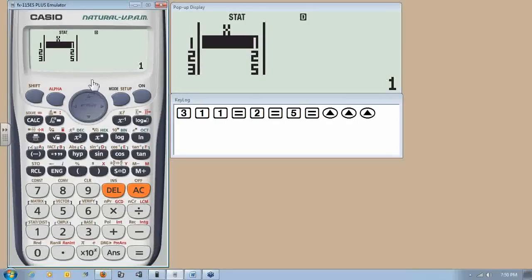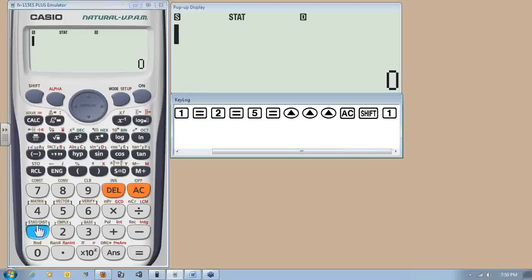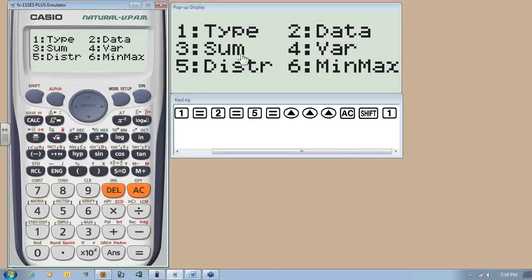I want to calculate the mean of those 3 values. I'll press AC to get out of there. Again, remember I'm using my statistics button, which is above the number 1. So this is my statistics distribution button. Shift number 1. I could either find different types. I can go into find the sum, look at the data itself again, look at all the different variations or variances or means and different calculations there, and go into distributions and maximum and minimums.